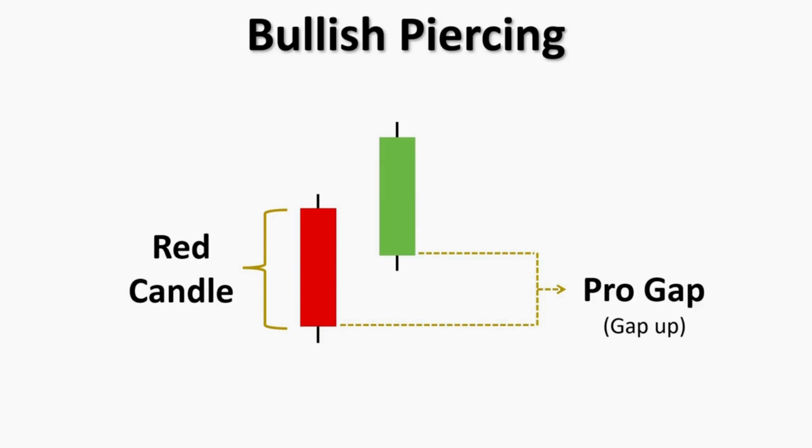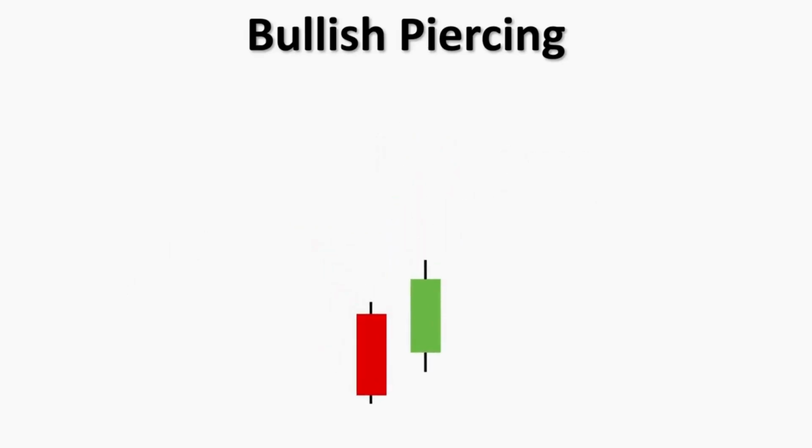The next candle that we get after a gap up opening should be a long green candle. That is where you get your bullish piercing pattern. You see, first a red candle which indicates bearish dominance in the market, and after that a pro gap up opening. Let me tell you that this is a bullish reversal pattern, so it has to occur after a downtrend or some strong bearish movement. If you find this pattern after such a strong downtrend, it is a perfect setup.